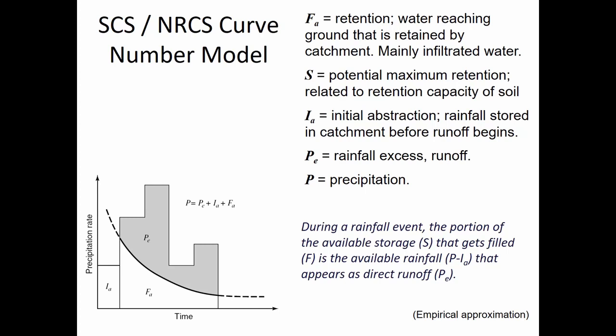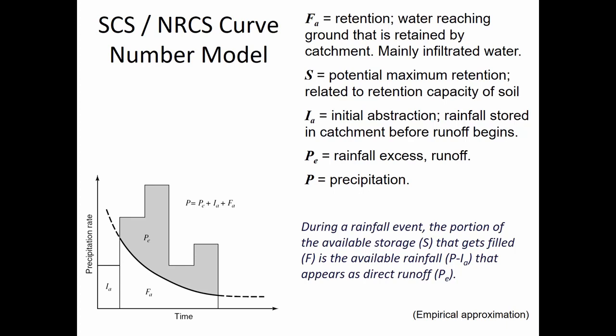This blocked bar chart shows when the rainfall occurs. On the vertical axis is the precipitation rate. A certain amount of the precipitation is satisfying the initial abstraction, which is what I sub A stands for. It's stored in the catchment before runoff begins. After the surface wetting occurs, after the buildings get wet, after the trees get wet, then some amount of the rainfall satisfies the retention. And retention, F sub A, is mainly infiltration, but it also includes some local storage.